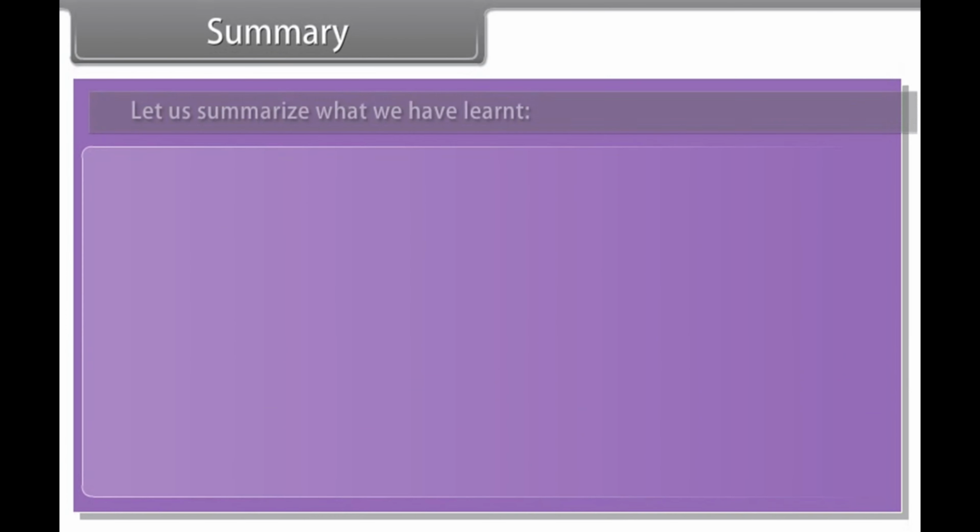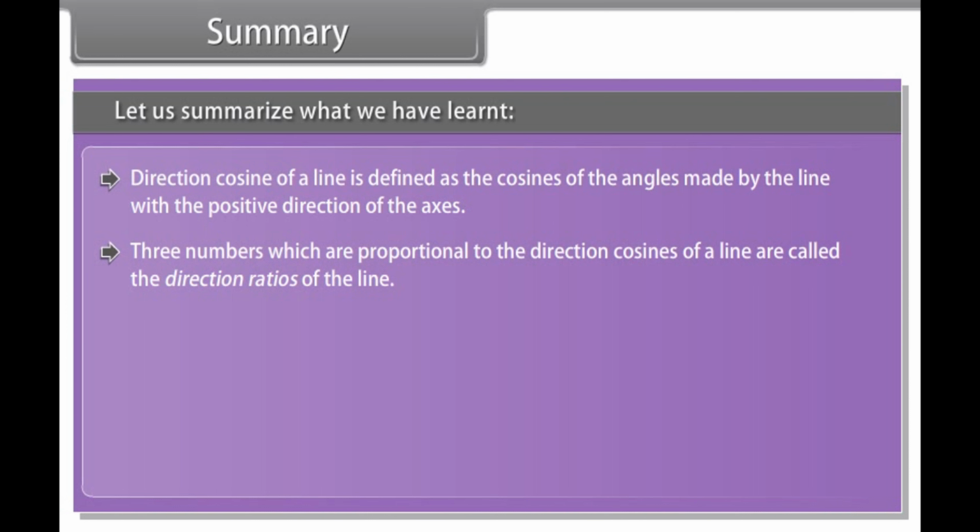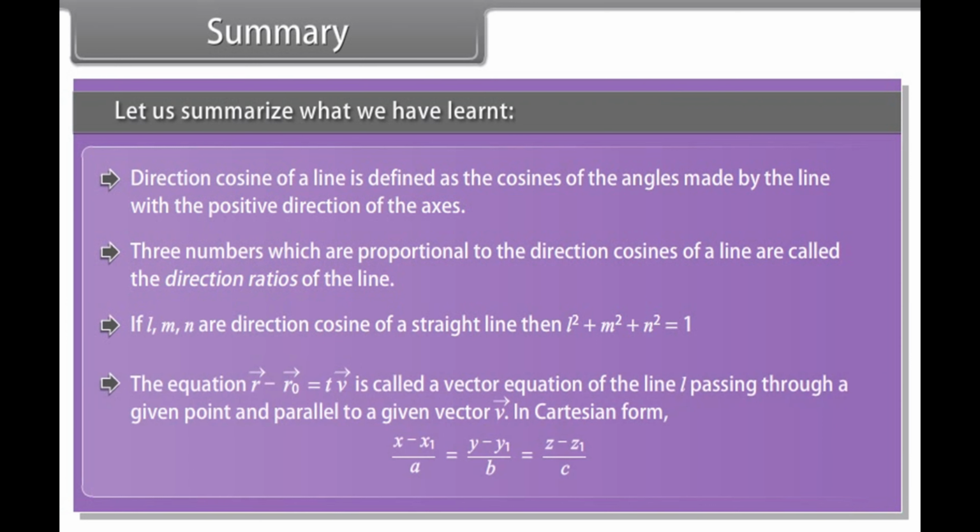Summary. Let us summarize what we have learned. Direction cosine of a line is defined as the cosines of the angles made by the line with the positive direction of the axes. Three numbers which are proportional to the direction cosines of a line are called the direction ratios of the line. If l, m, n are the direction cosines of a straight line, then the equation is called a vector equation of the line L passing through a given point and parallel to a given vector V.